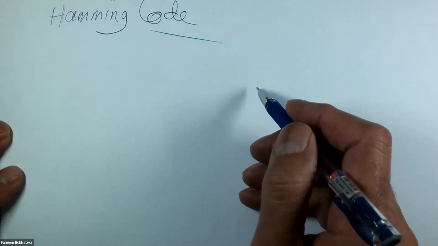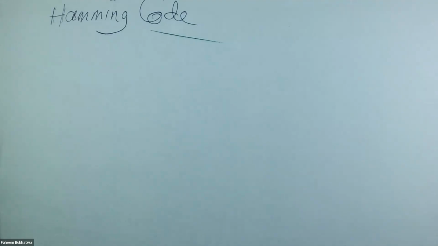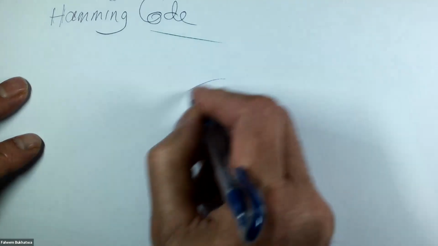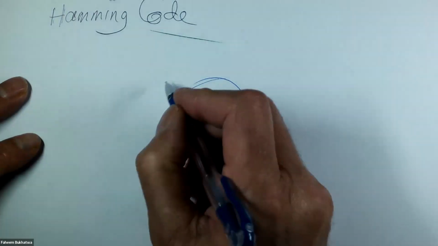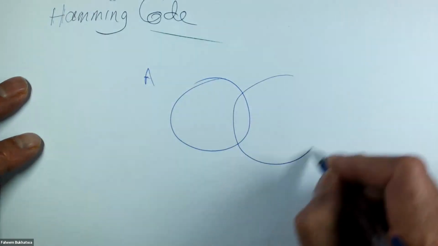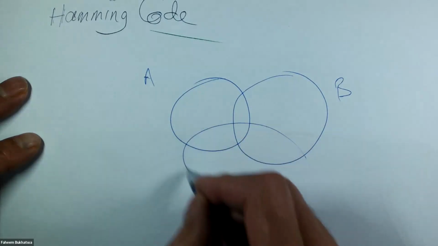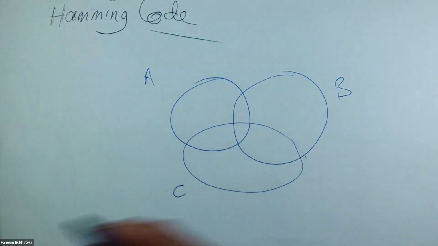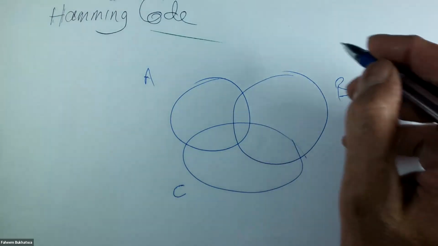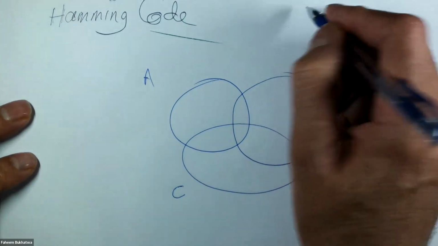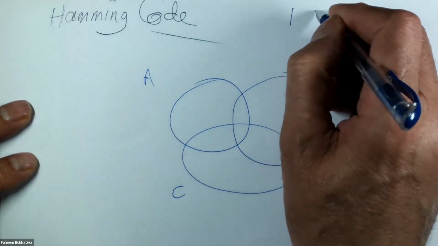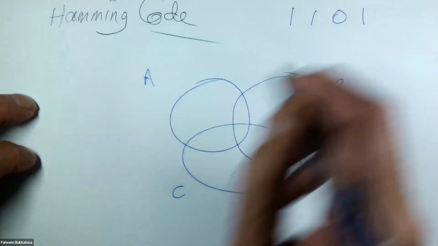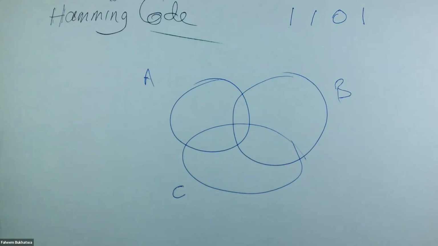Imagine that we split our data into three areas. Area A, Area B, and Area C. And as you can see, there's intersection and there's union here between the different areas. And let's imagine we have some data that we want to work out. For example, 1101. Let's say this is the message we want to send.